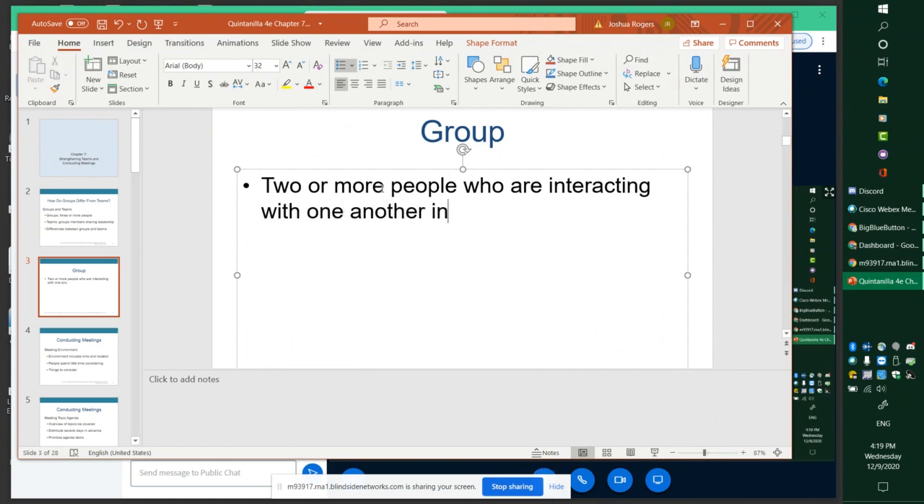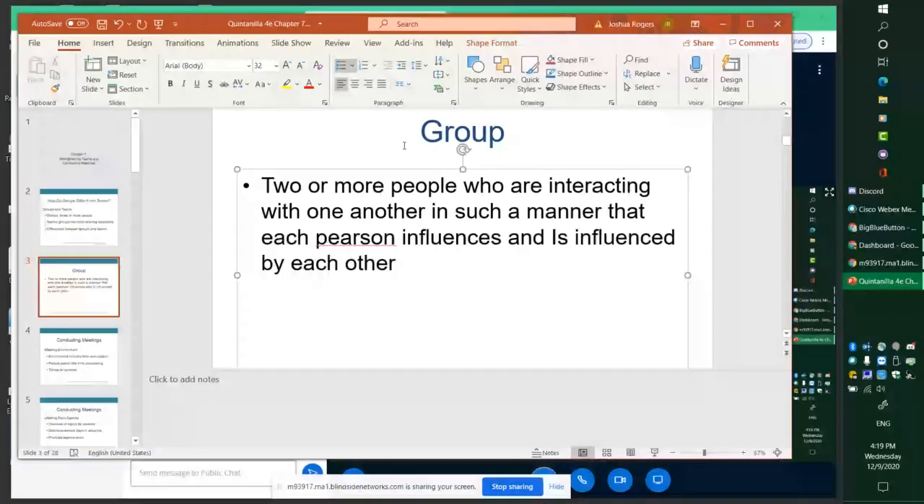in such a manner that each person influences and is influenced by each other. So, two key words, right? They're interacting with each other and they are influenced by each other. Okay. This is a group.